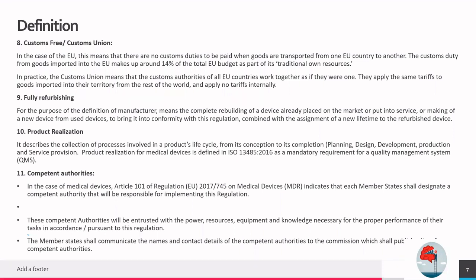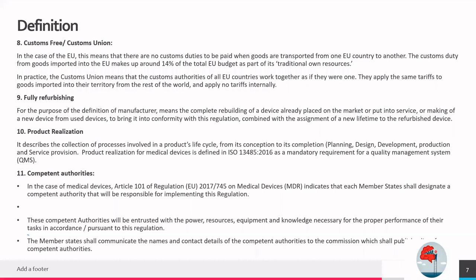It's customs free and or customs union. Yeah, we know what customs is, it means a tax. But why I'm mentioning it is I want to show a fact here. In the case of the European Union, this means there are no customs duties to be paid when goods are transported from one European country to another. The customs duty from goods imported into the EU makes up around 14% of the total EU budget as part of its traditional own resources. 14% of the budget comes from this tax.